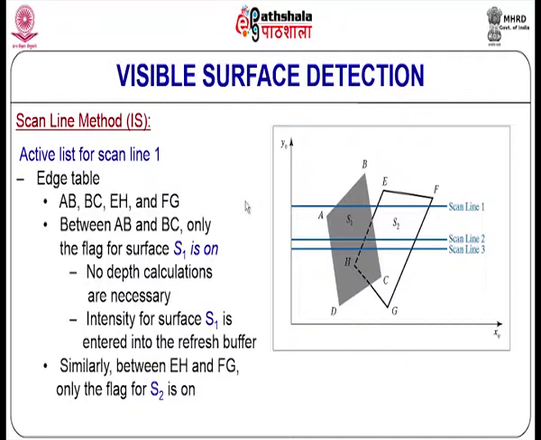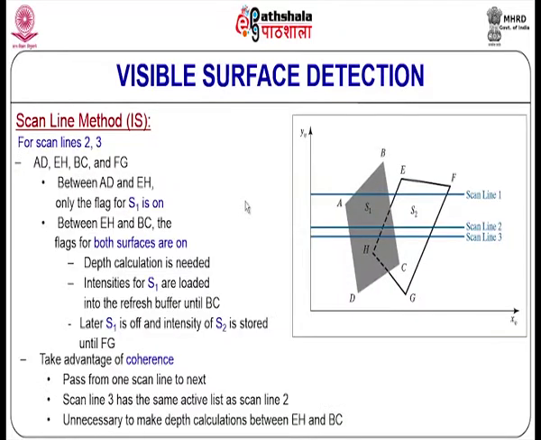Here no depth calculations are really necessary for the active list of scan line 1, but for scan lines 2 and 3 we may have to compute the depths. Scan line 1 is to be treated differently from scan lines 2 and 3. For scan line 1, no depth calculations are required. The intensity is either S1 on or S2 on, as you can see in the slide.